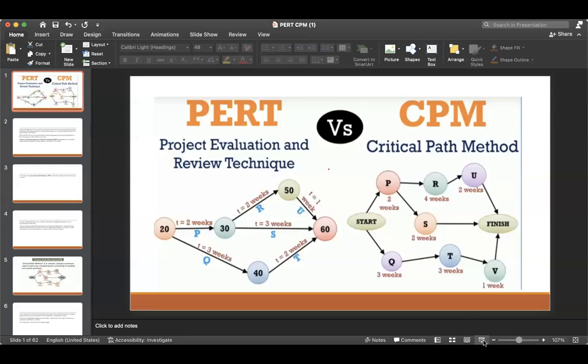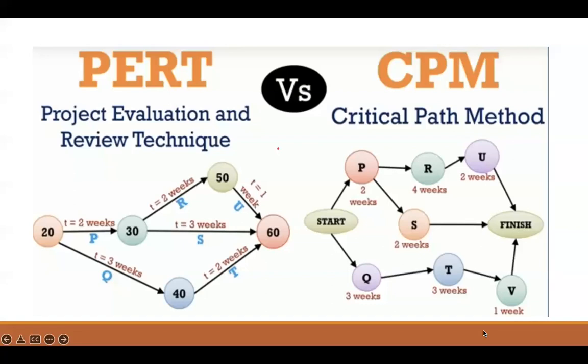Hello everyone. So this video is about PERT and CPM. Both of these are networking techniques. And what do you understand by networking techniques? It is the flow of activities. Okay, so let's learn about them in more detail.